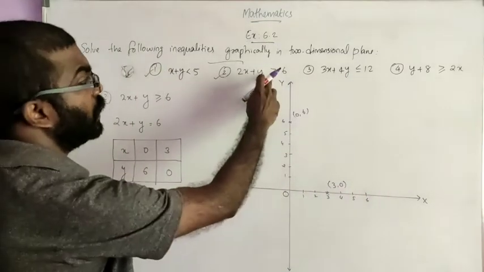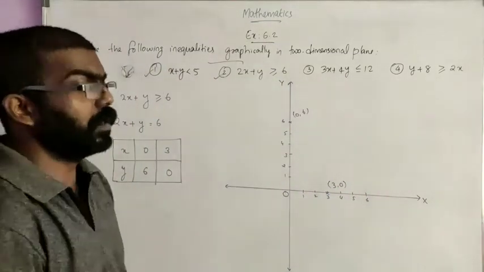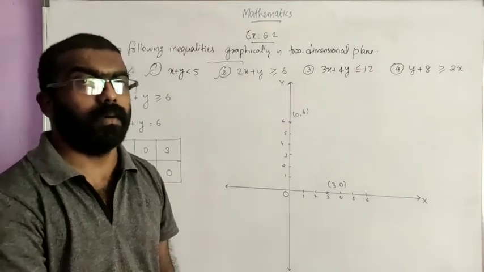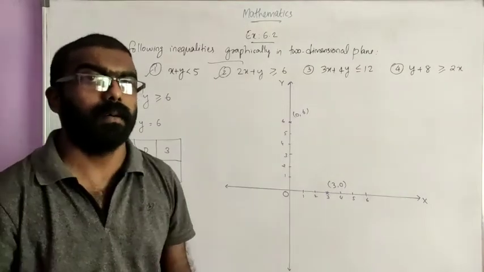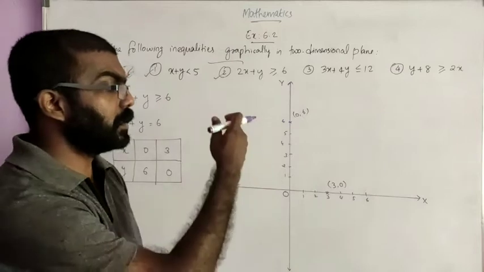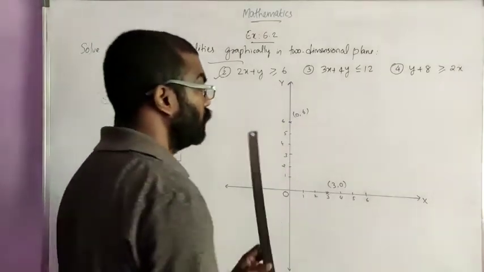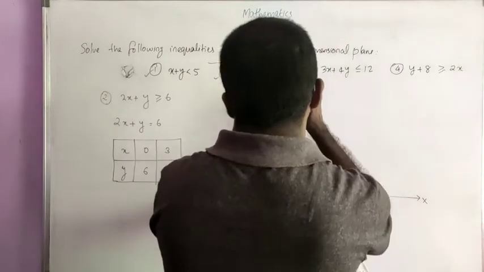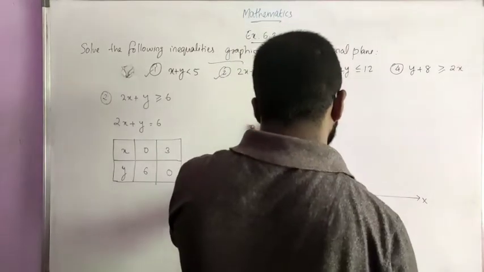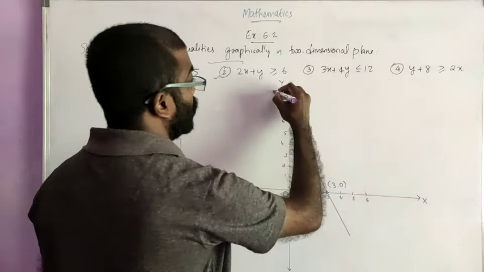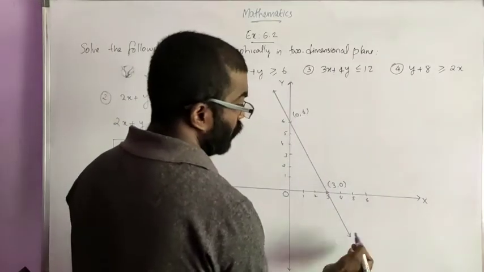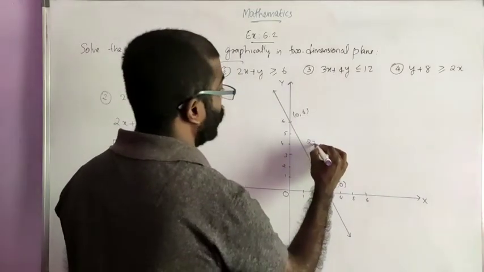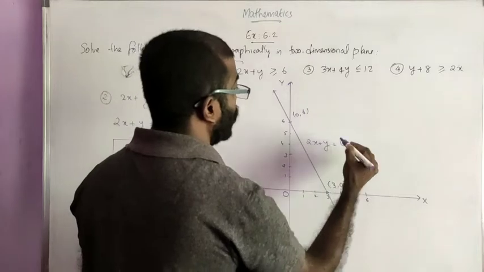And here the inequality sign is greater than or equal to. Equality is here, so we can draw a dark line. Okay, not a broken line. It's a straight line. So here we can join the points using a straight line. So this line will represent 2x plus y equal to 6.